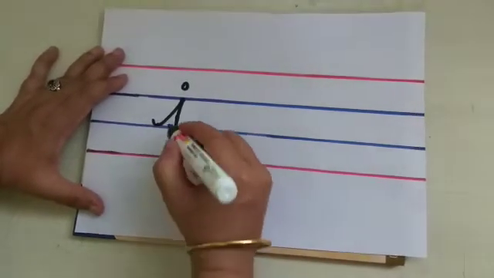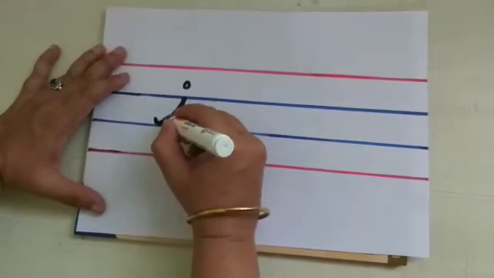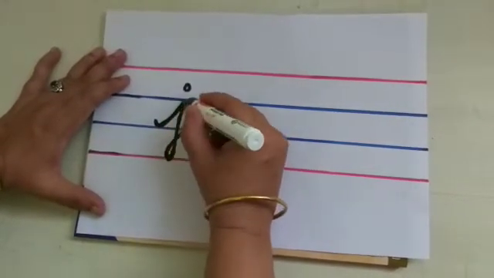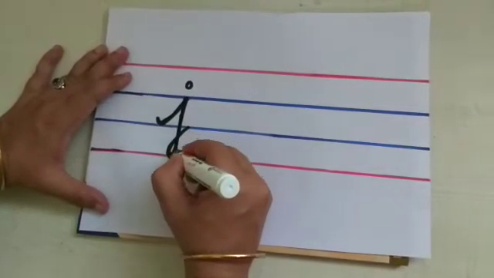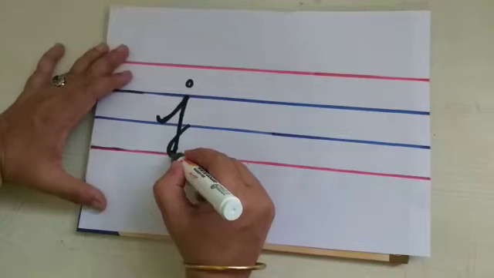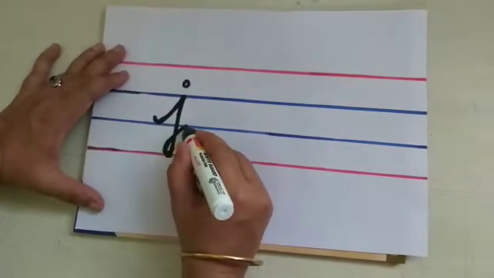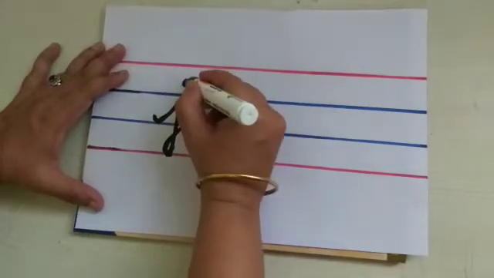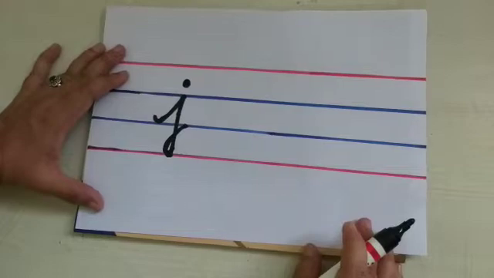Once again we will write. Take a small curve. Make a slanting line. Go up to the second blue line. Come down to the fourth red line. Down, children. Take a turn and go and join this blue line and put a small dot. This is small cursive J.